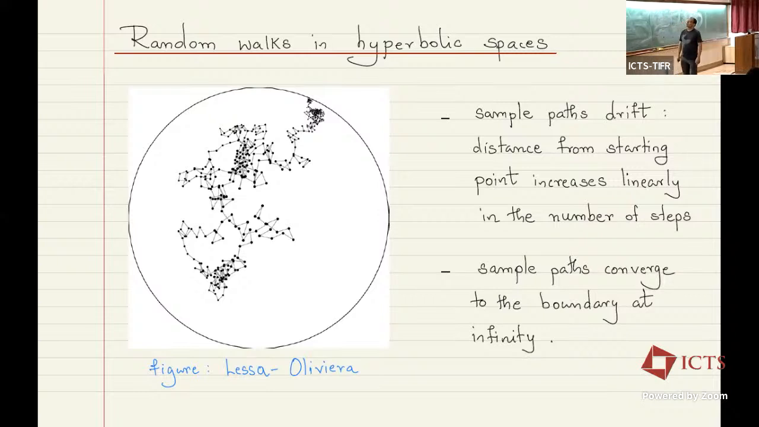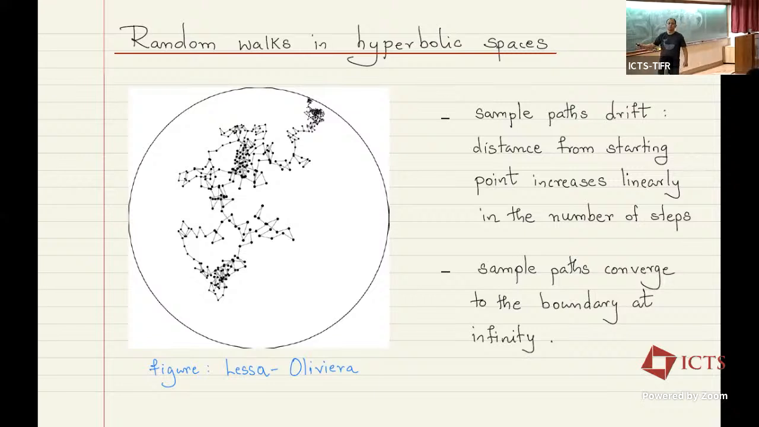Okay? So you will notice from the picture that sample paths, so this is some random path that is generated by this walk, they drift. That means that the distance from the starting point of the sample path increases linearly in the number of steps. You start somewhere, you do all sorts of random stuff, but as you see, your distance from the initial point increases linearly in the number of steps.